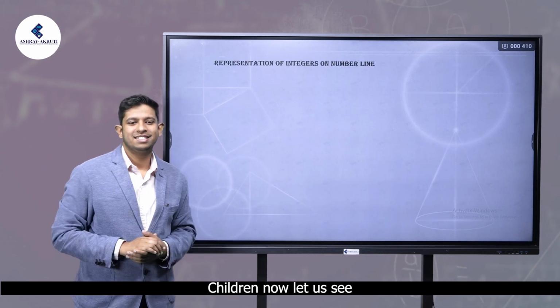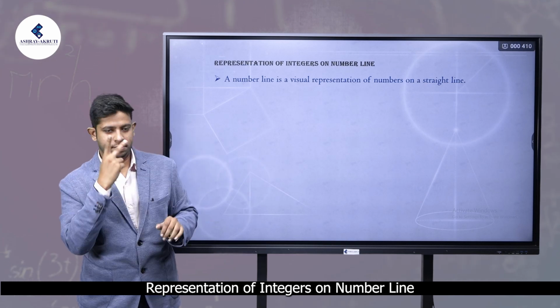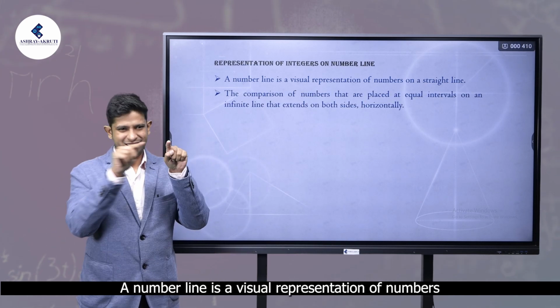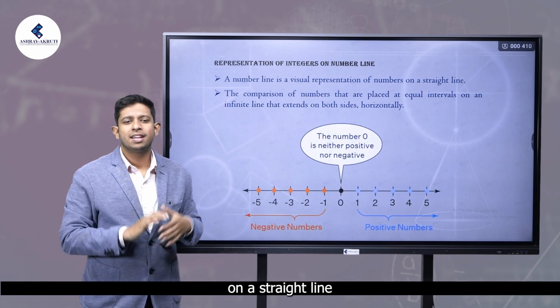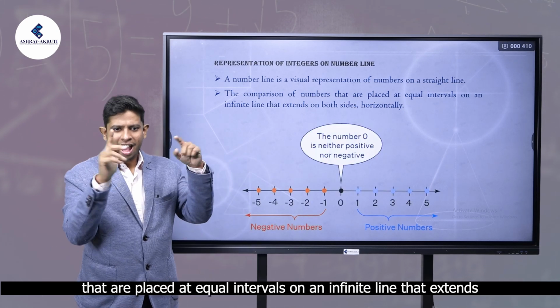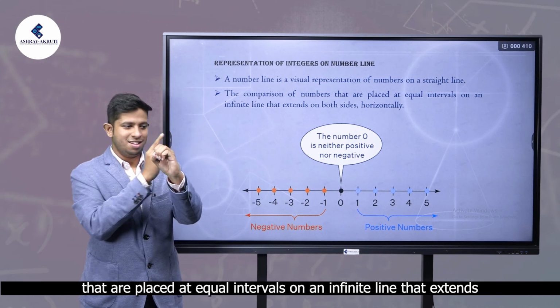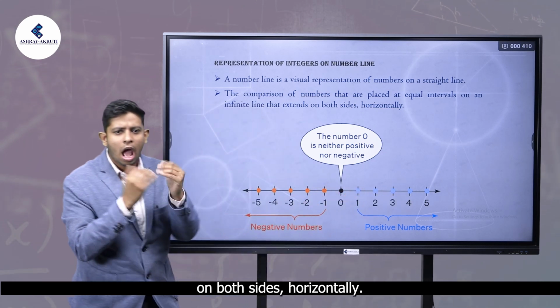Children, now let us see representation of integers on a number line. A number line is a visual representation of numbers on a straight line. This line is used for the comparison of numbers that are placed at equal intervals on an infinite line that extends on both sides horizontally.